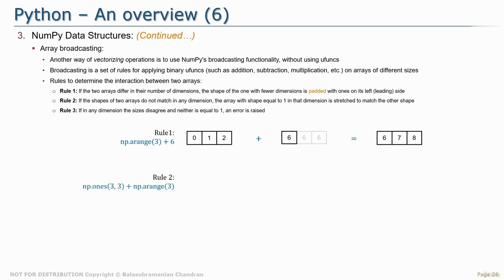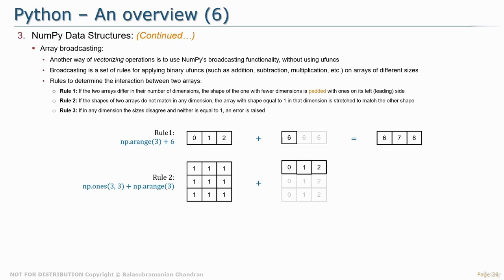Adding a 1D array with a 2D array to demonstrate rule number 2. First, let's create a 2D array with the dimensions 3 by 3 and add a 1D array with the dimension 1 by 3. The Python code to do it is as shown. This is the 2D array and we want to add this 1D array to the 2D array. Here, the 1D array is padded with 2 more rows to match the dimension of the 2D array on the left side. This operation will get us the result as shown.